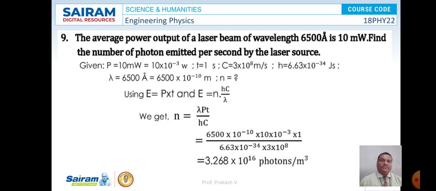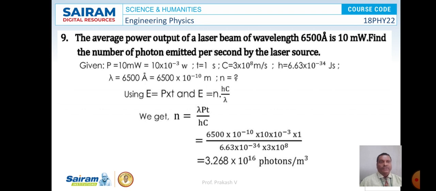So power is given as 10 milliwatts, that is 10 into 10 to the power of minus 3 watts, and t is 1 second, and c is 3 into 10 to the power of 8 meter per second, and h is 6.63 into 10 to the power of minus 34 joule second. Lambda is 6500 angstrom. So we know that E is equal to P into t, and further E is equal to N into hc by lambda. Then on simplification, the value of N is written as lambda Pt by hc.